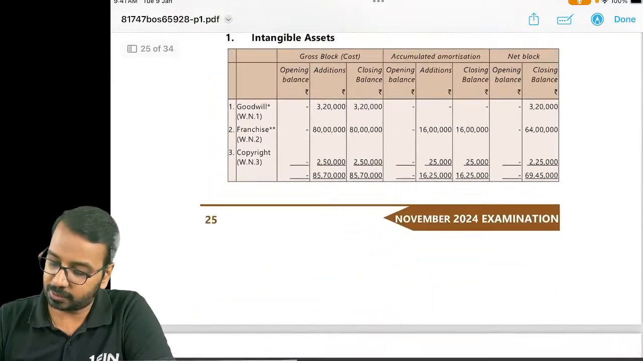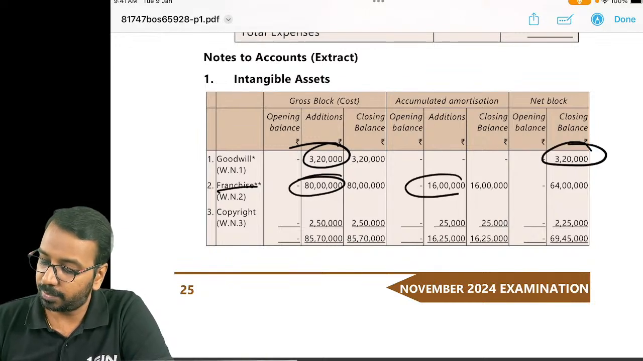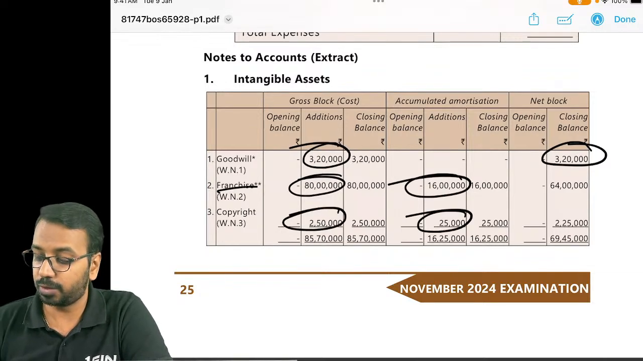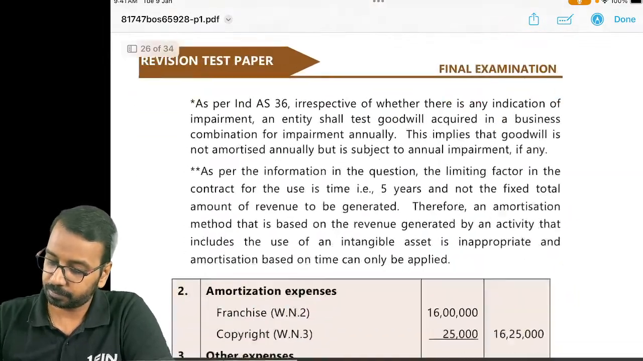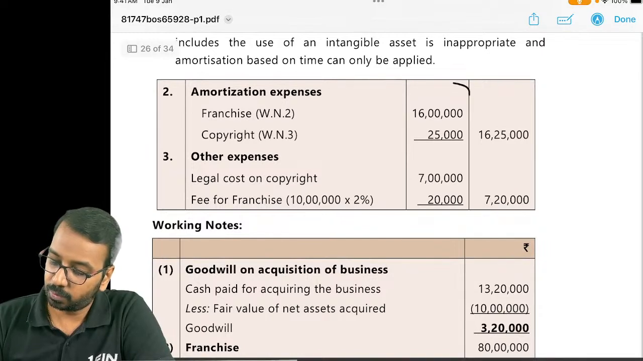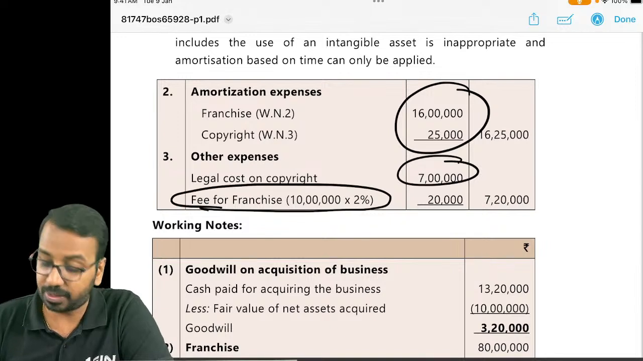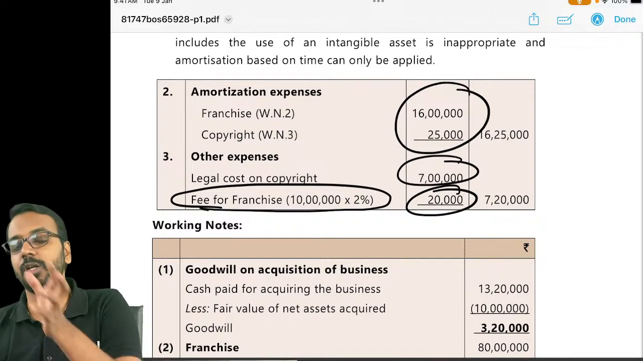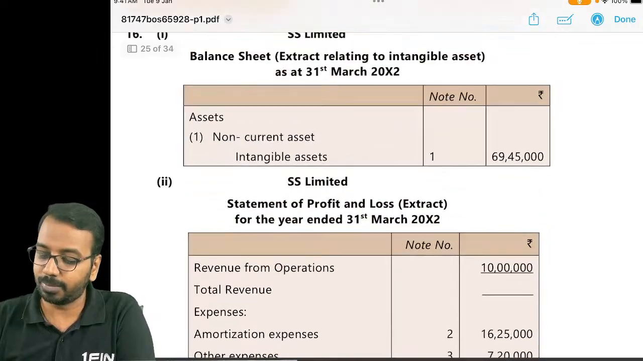Right. So intangible assets 3,20,000. For goodwill, no impairment. Then 80 lakhs for the franchisee, amortization of 16 lakhs, 5 years. 2,50,000, depreciation of 25,000. Then what happens to the expenses? The expenses that you have incurred: one is amortization, another is legal cost, and franchisee revenue 2%. The franchisee revenue 2% cost will be taken as your cost, so that will be debited to your P&L. So this is what you have to do. Present it as an extract of the balance sheet and P&L.